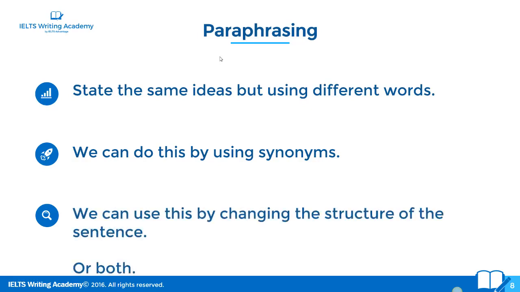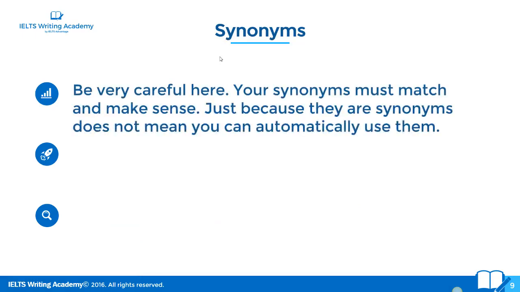Another way we can paraphrase is by changing the structure of the sentence. So we can change the clauses around. Clause number 1 becomes clause number 2, clause number 2 becomes clause number 1, or we can use synonyms and change the structure around. We can do both things. All right, so you can do either of these or do both. Most people do both.